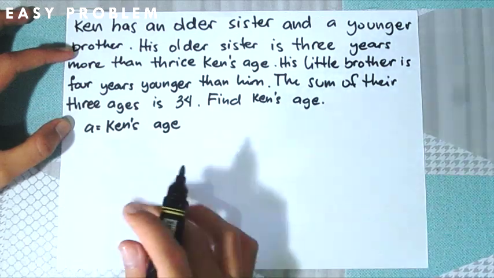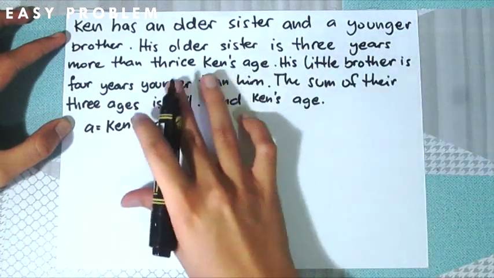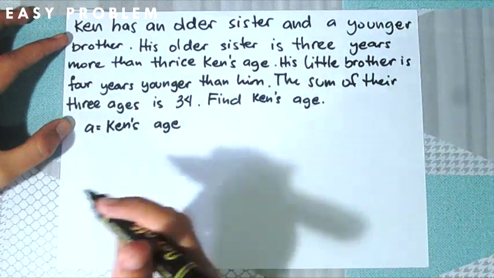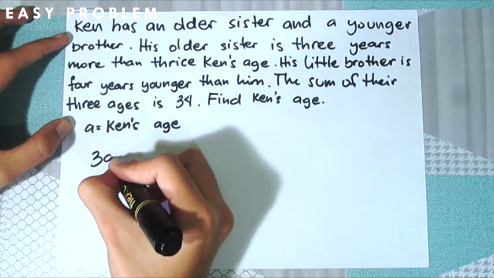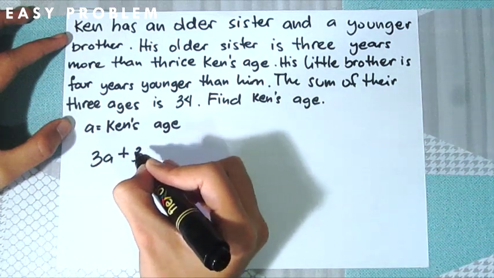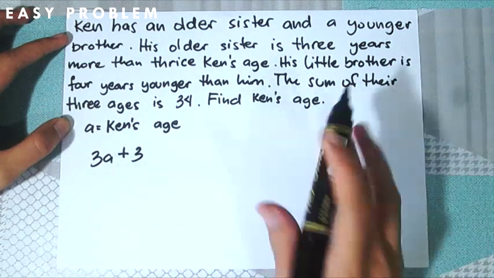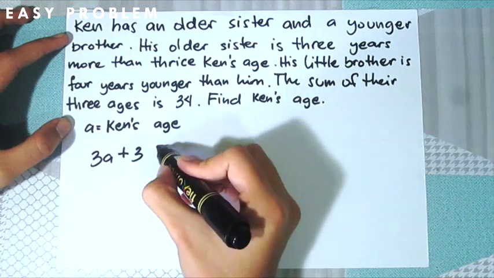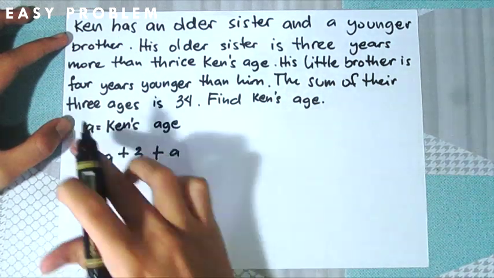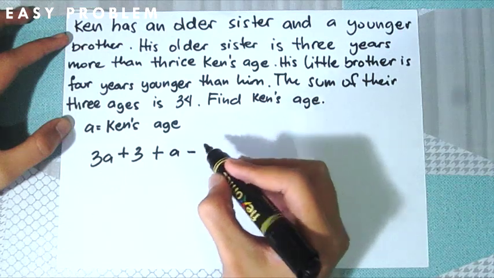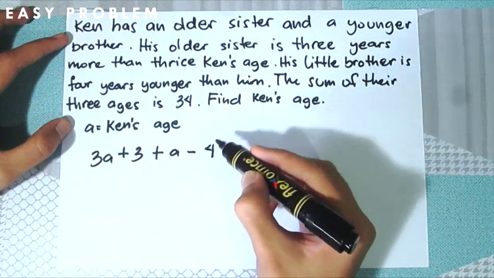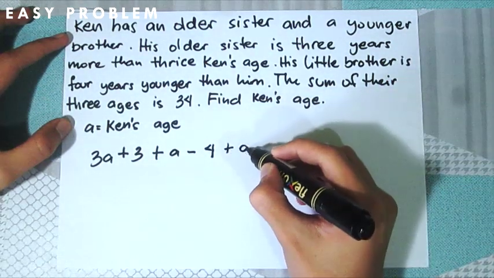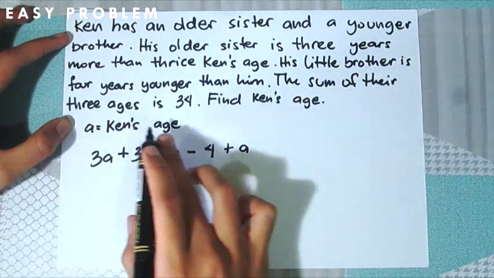Our first part of our equation is his older sister is 3 years more than thrice Ken's age, meaning 3A plus 3. Next is his little brother is 4 years younger than him. So A minus 4. Since their 3 ages sum is 34, we need to add Ken's age as A plus A is equal to 34.